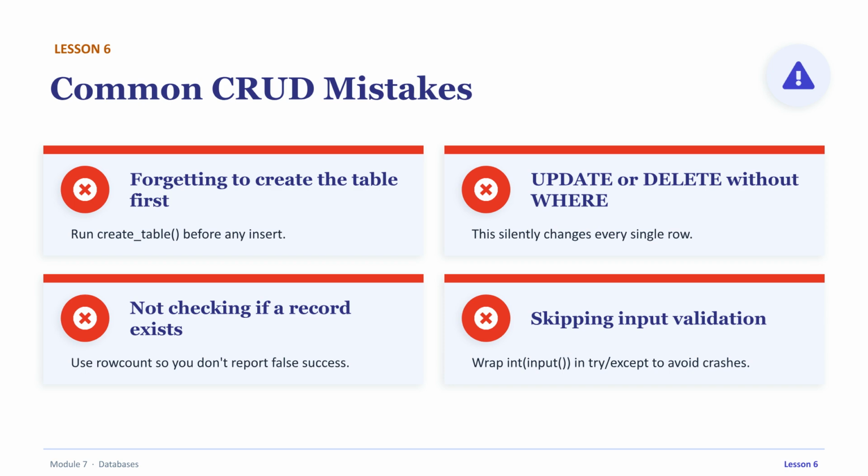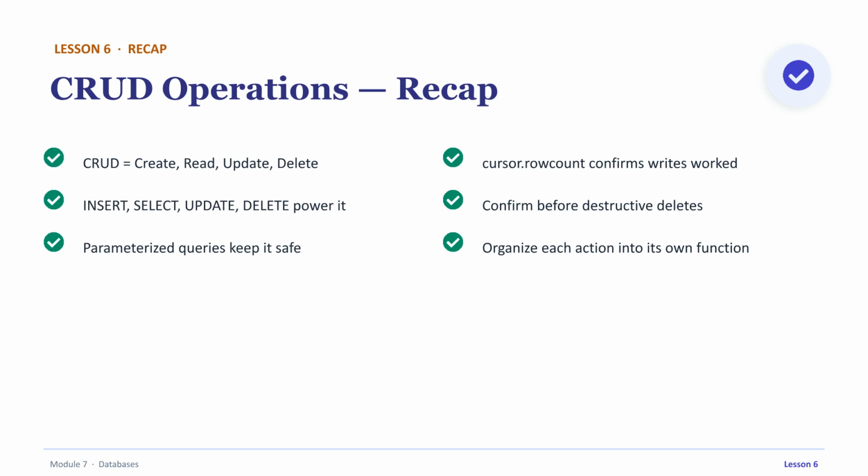When performing updates or deletes, you should check cursor.rowcount. This attribute tells you exactly how many rows were modified. If it returns 0, it means nothing happened, which is a great way to detect if a record was missing without crashing your program. Finally, avoid common pitfalls.